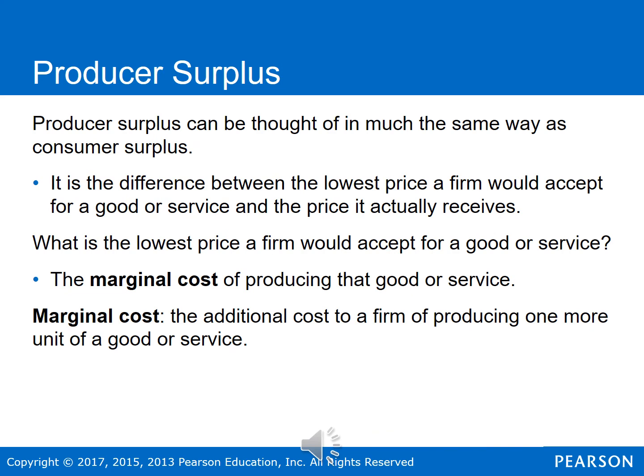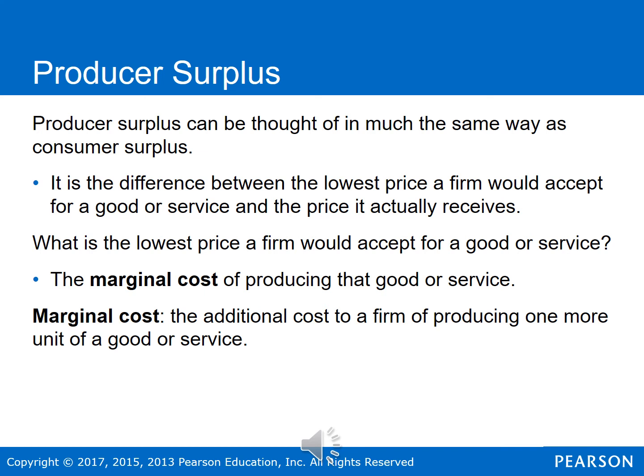Now that we've talked about how consumers make themselves better off through trade because they value the goods that they're purchasing more than they're forced to pay for it, by the same token, producers can have this sort of surplus. And we can think about it in much the same way as we think of consumer surplus, but this is focusing on the other side of the market.